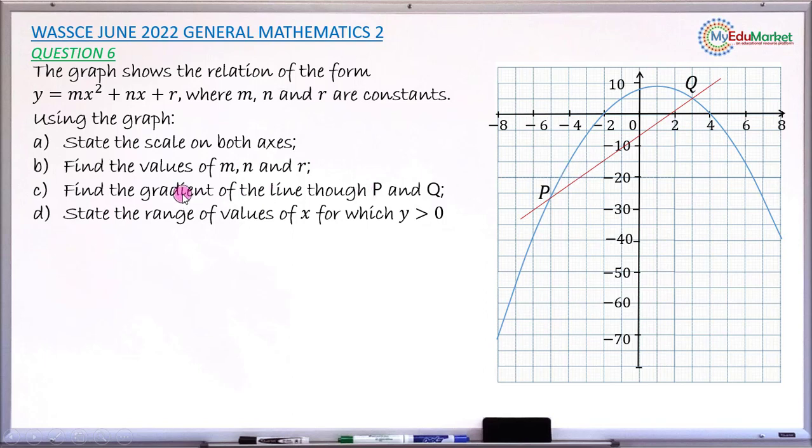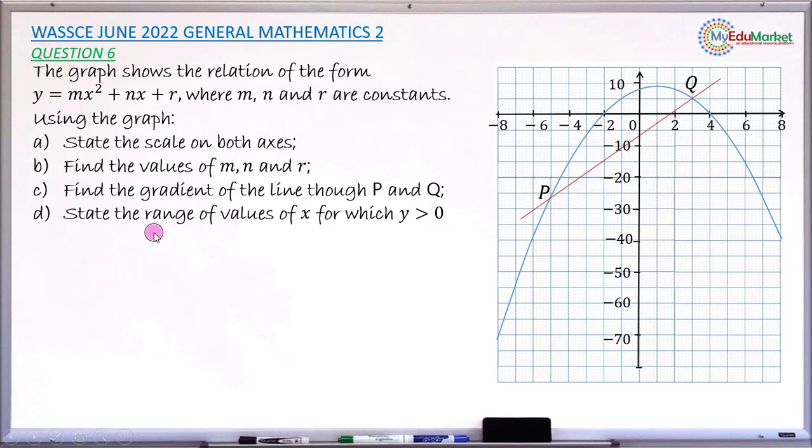The questions that we answer from this graph are: A, state the scale of both axes. So you have to mention the scale used in drawing this graph. Question B, find the values of m, n, and r, these constant numbers. Question C, find the gradient of the line through P and Q. There is a straight line which passes through point Q and point P. You have to determine the gradient of this line.